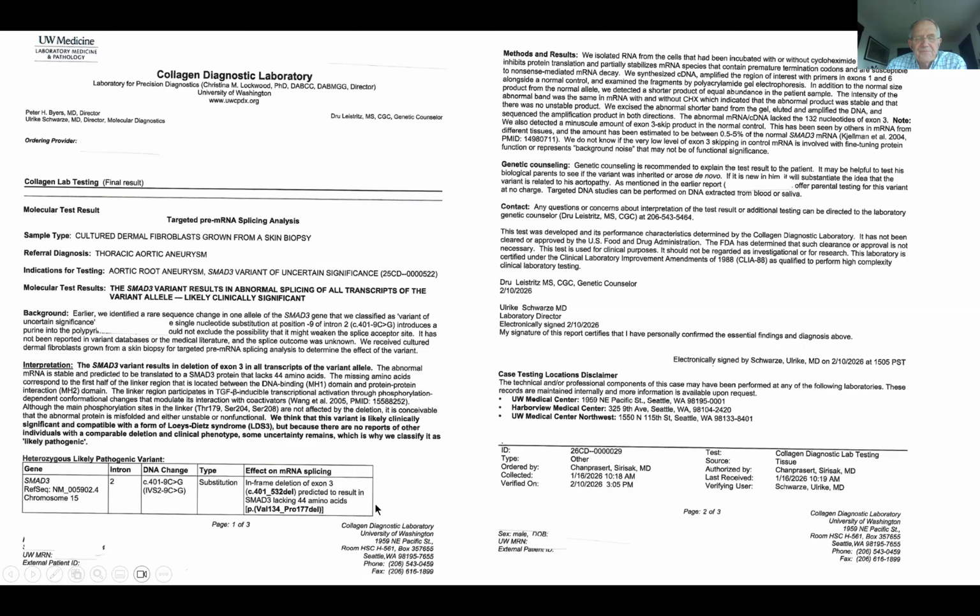So that's a different result, and it's got a different nomenclature here. And we would then say, well, what's the effect on the protein? And the effect on the protein is here because it's lacking 44 amino acids encoded in the downstream exon.